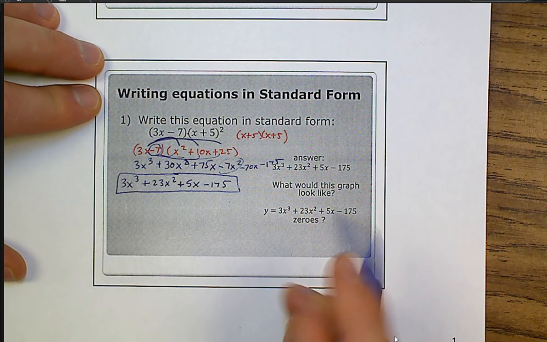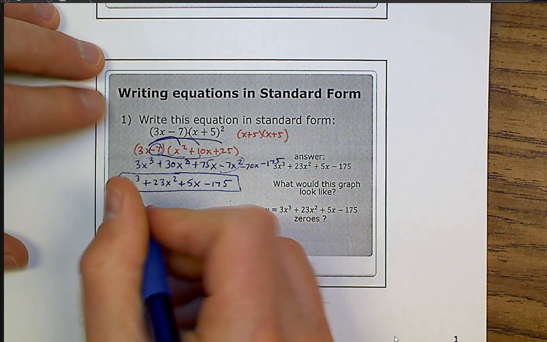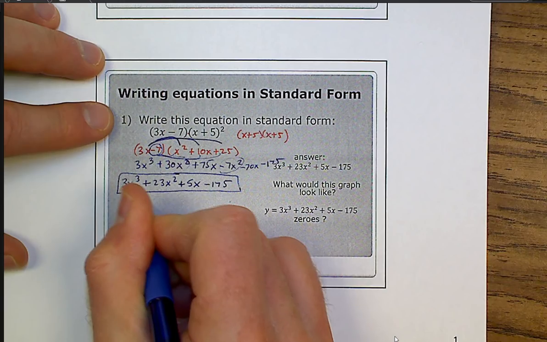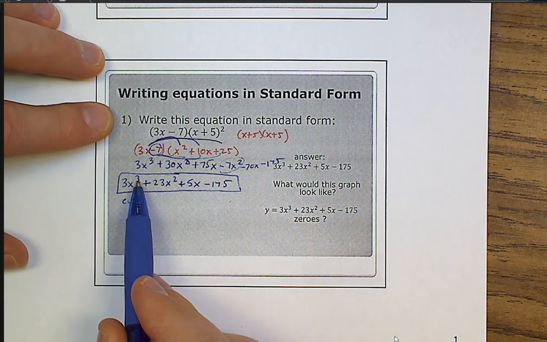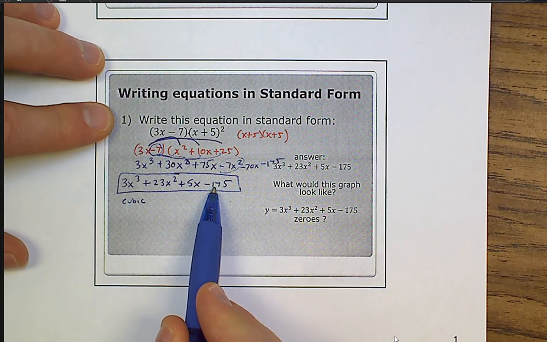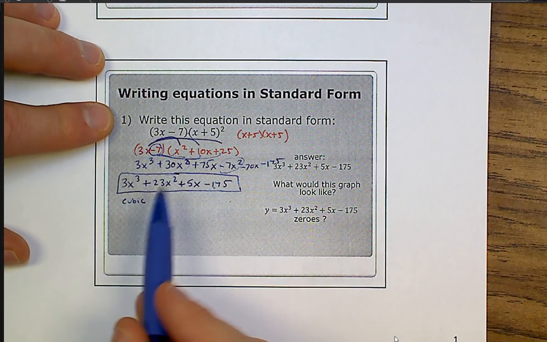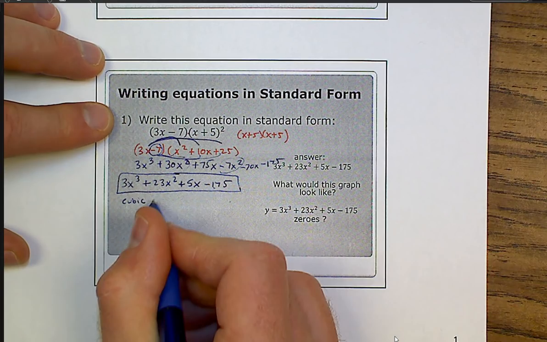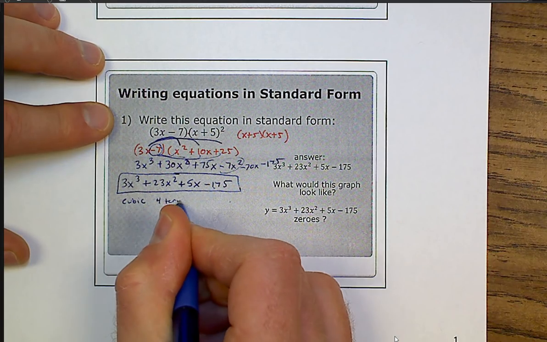From yesterday, this would be a cubic. If we were to name this, this would be cubic because the highest degree is a 3. It goes 3, 2, 1, and none. That's our constant. Remember, your last term with no variable is a constant. And this is a 1, 2, 3, 4 term polynomial. Okay.